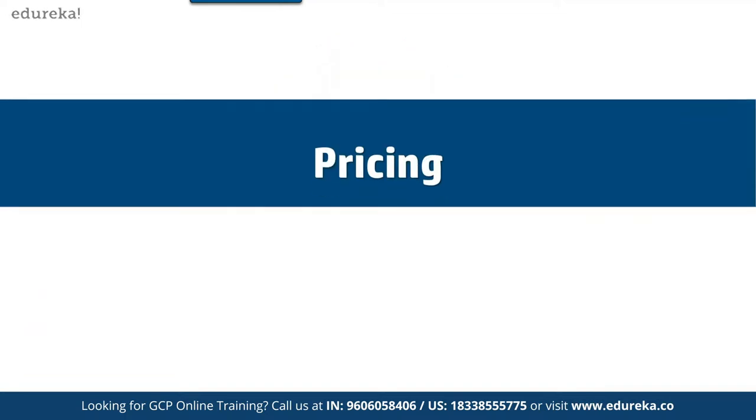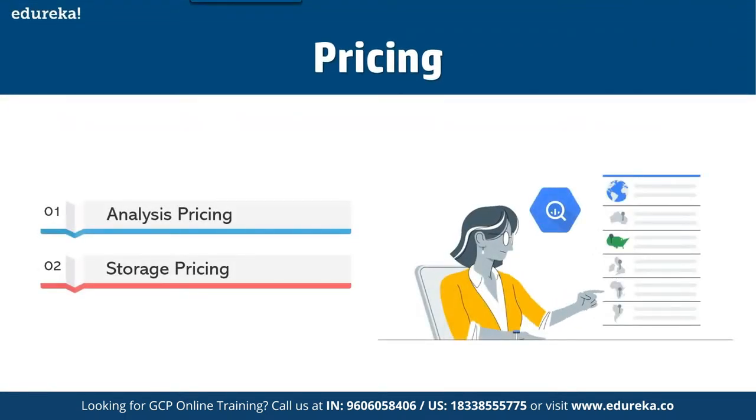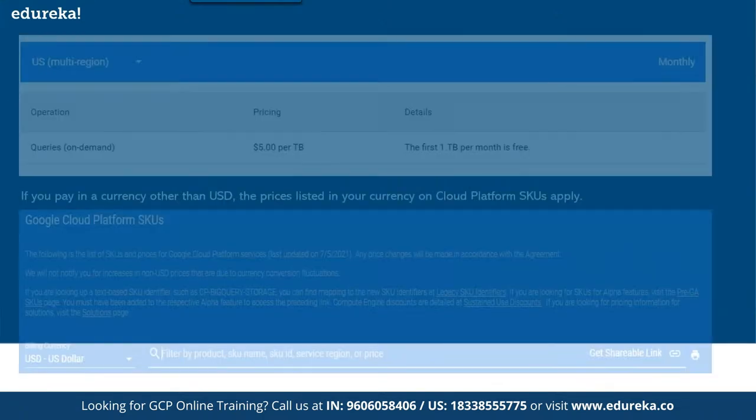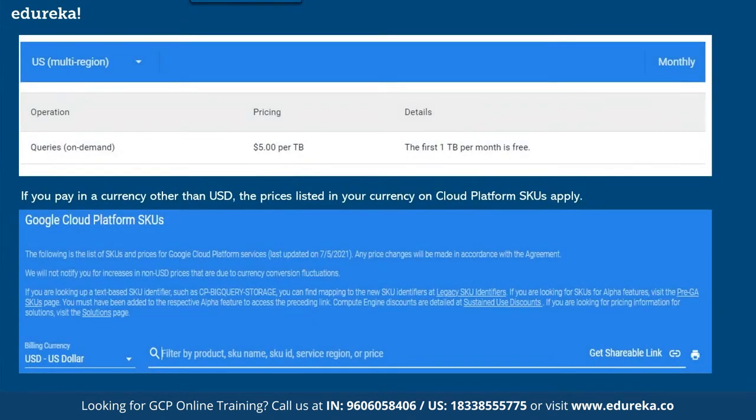Now, coming to the pricing, Google basically provides two pricing models: analysis pricing and storage pricing. Analysis pricing is basically on-demand pricing, and it also has flat-rate pricing. In this, we have three models. First is the annual model, where you are billed and pay annually. Second is on a monthly basis. Third is the flexible slots that you can choose. For example, for queries on demand, you pay $5 per TB. The first TB is free, but after that you pay $5 for every TB, which is a good deal compared to other cloud vendors.